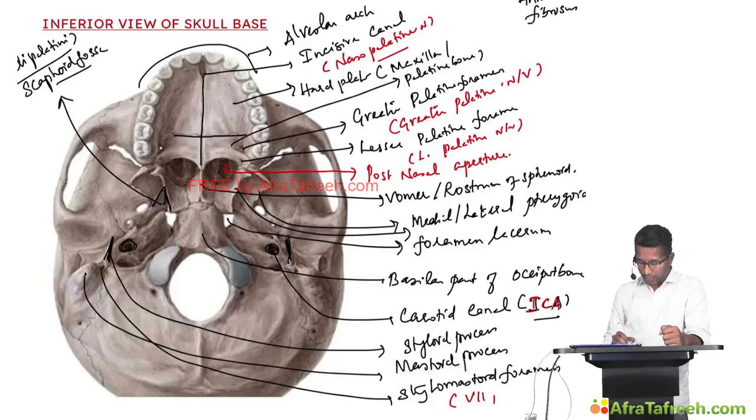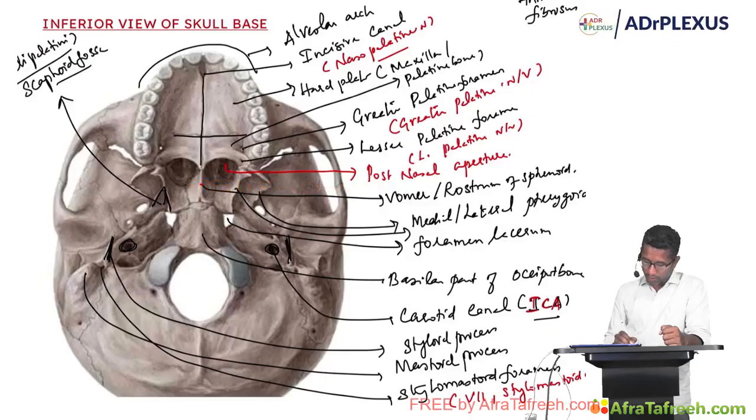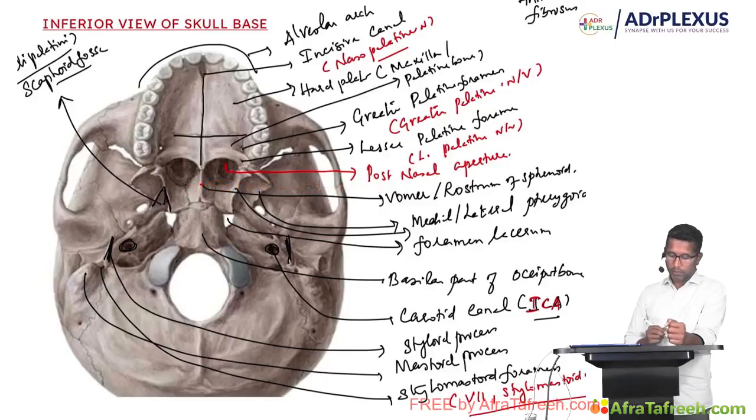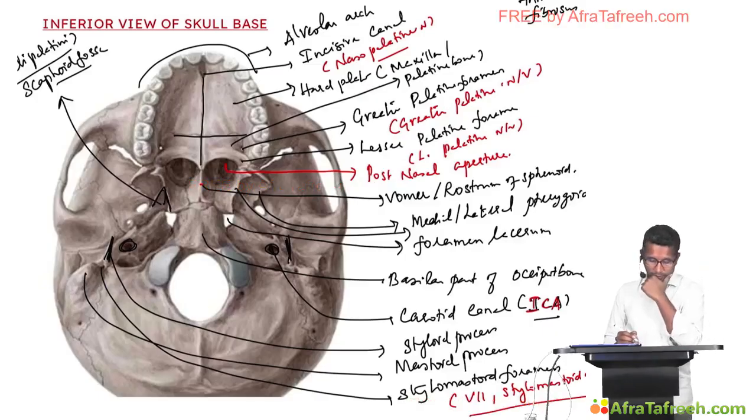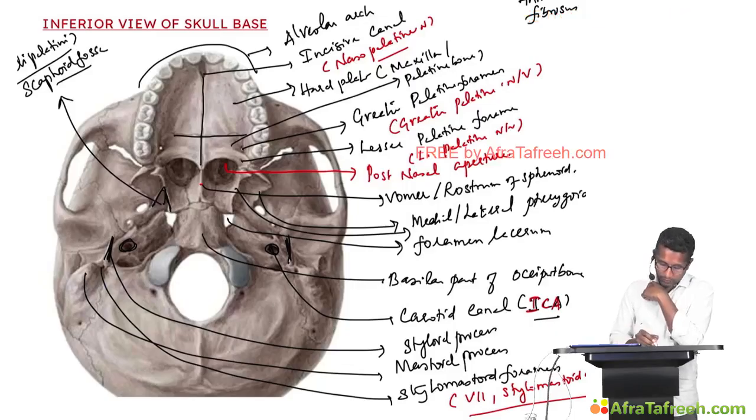It also allows an artery to pass through it, which is called the stylomastoid artery. So these are the two structures which pass through the stylomastoid foramen. Here you can see this foramen which we have discussed already. What you see here is called the jugular foramen.